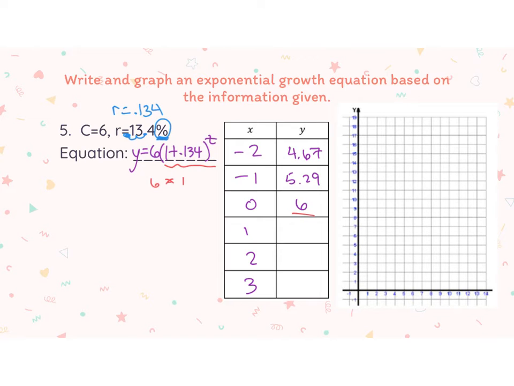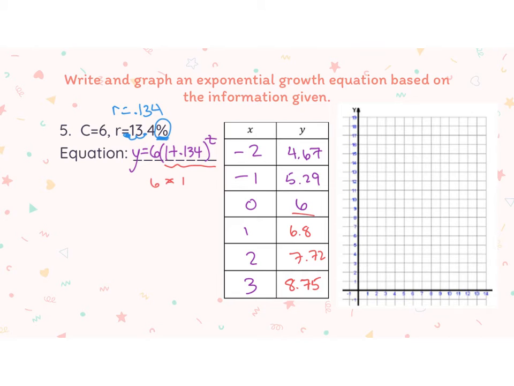6 times, open parenthesis, 1 plus 0.134, raised to the first power, 6.80. And then 6 times, 1 plus 0.134, raised to the second power, 7.72 roughly. And then 6 times, 1 plus 0.134, raised to the third power, 8.75.